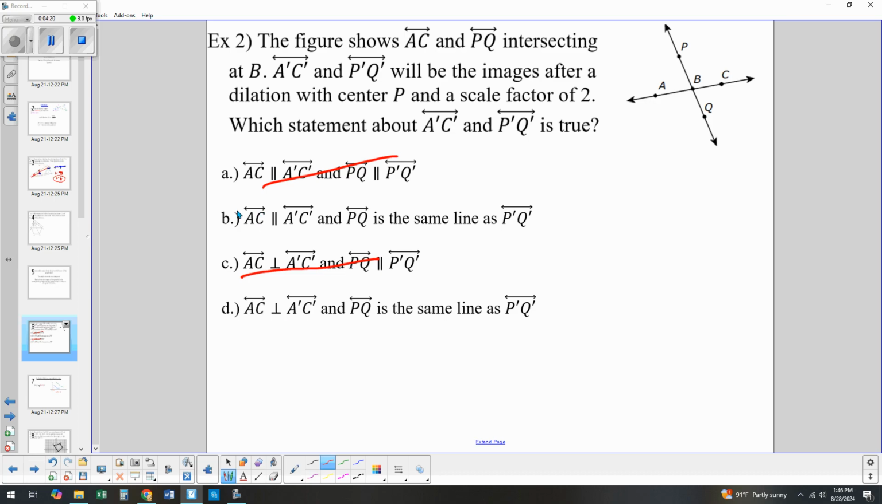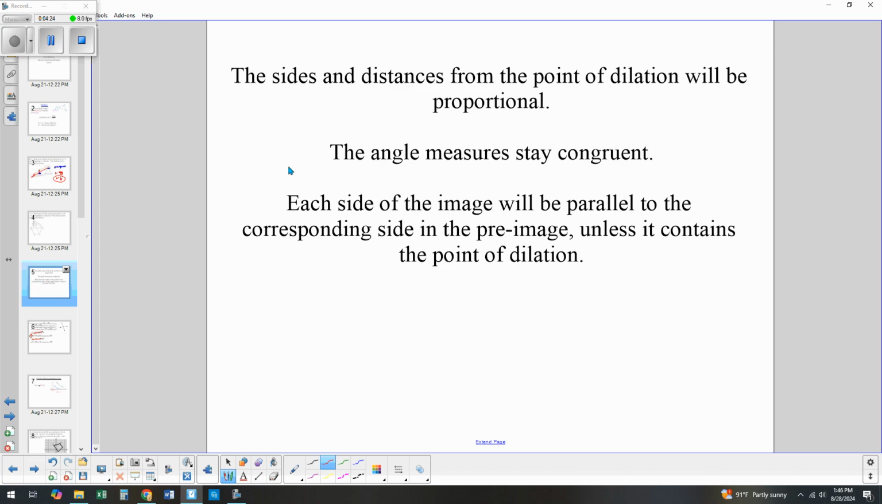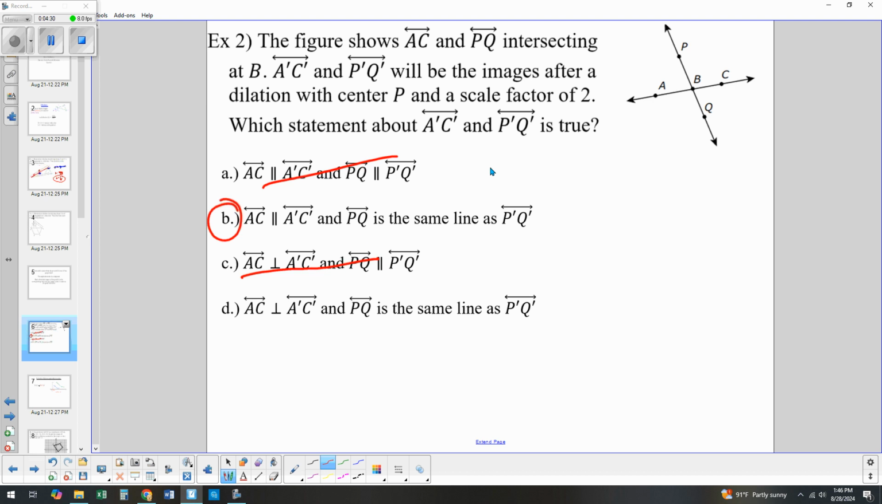It's going to be parallel because we just learned that each side of the image will be parallel to the corresponding side in the pre-image unless it contains the point of dilation. So because AC did not contain the point of dilation, it remains parallel to its new, whereas PQ did contain the center, so it stays the same line.